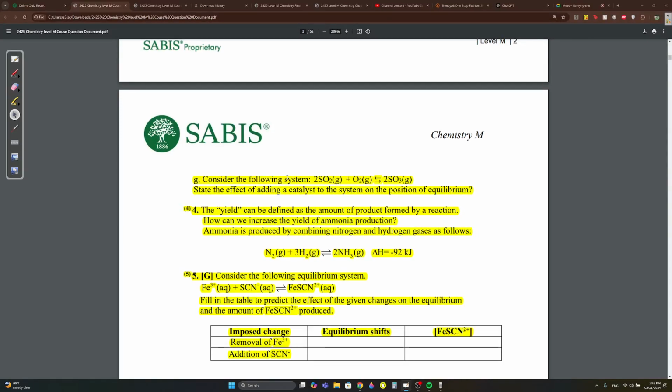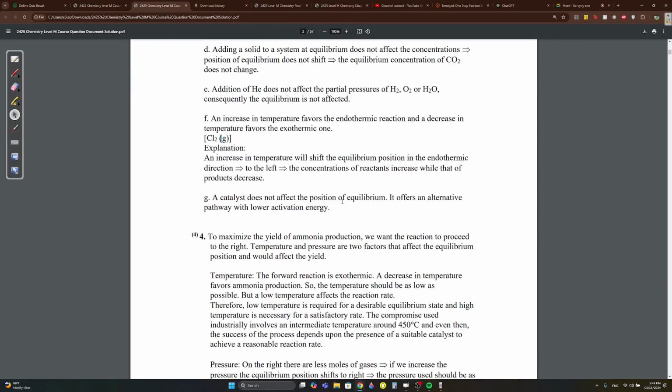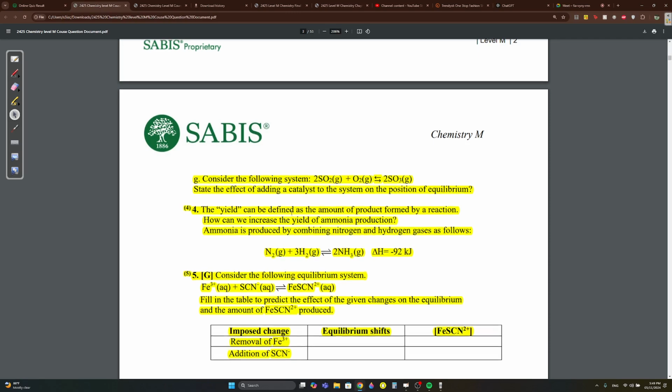Consider the following system. State the effect of adding a catalyst to the system on the position of equilibrium. If you add a catalyst, it will not change the position of equilibrium, but it will only increase the rate, right? It does not affect the position of equilibrium. A catalyst only increases the rate.